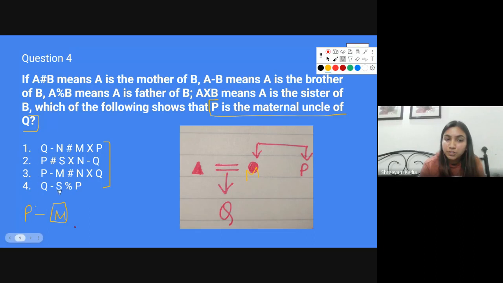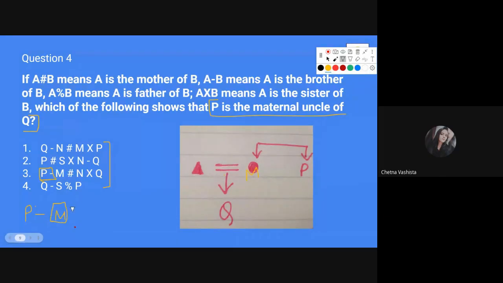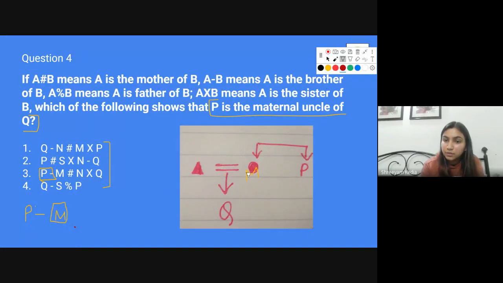अब already अगर आप इन 4 options में से देखें, which one gives a similar thing? Which one gives us P minus? The third one? Right? अब let's see if the rest of it is given correctly. अब इसके बाद दिया हुआ है M hashtag N. So what does this mean? M is the mother of N. अब यहाँ पे है कि M तो है, but M is also the mother of N. And N X Q means what? Sister. ठीक है, that N is the sister, मतलब N and Q are siblings. So their brother is P. So clearly the third one gives us the right relation to show that P is the maternal uncle of Q.